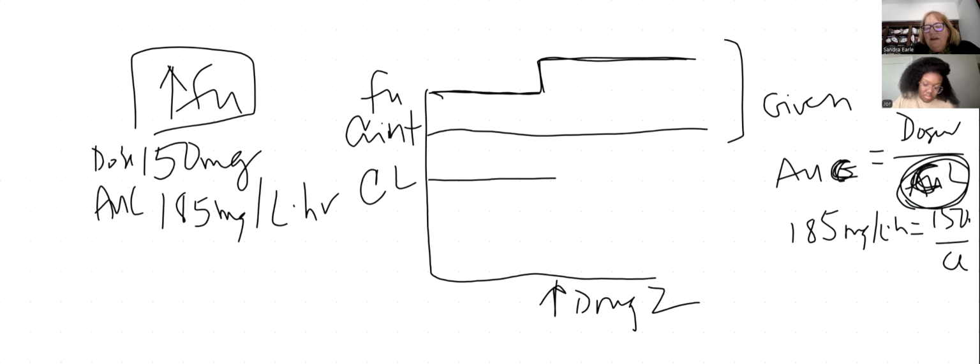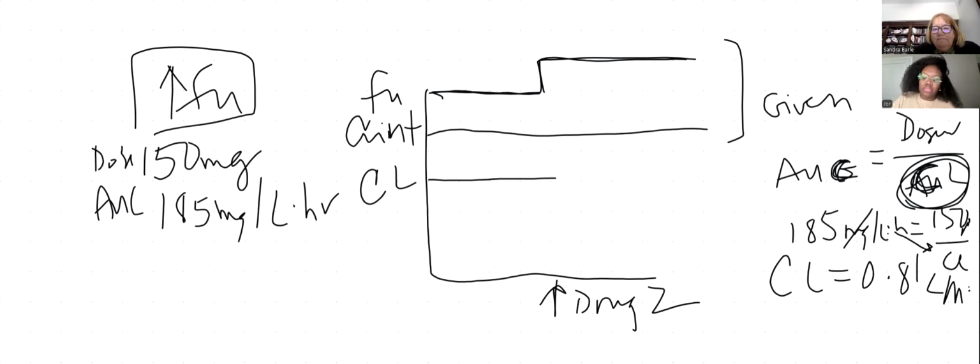What are the units on that, Jordan? What are the units of the clearance? I don't remember. All right, well, let's see. If area under the curve is milligrams per liter times hours, and the dose is in milligrams, those milligrams will cancel out, won't they? And we actually have liters per hour. Does that make sense? Yes.